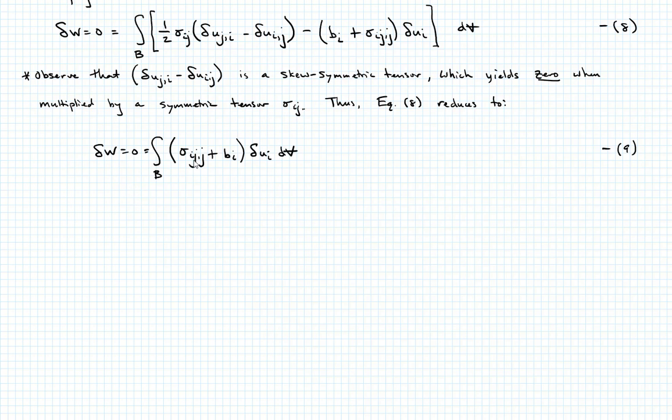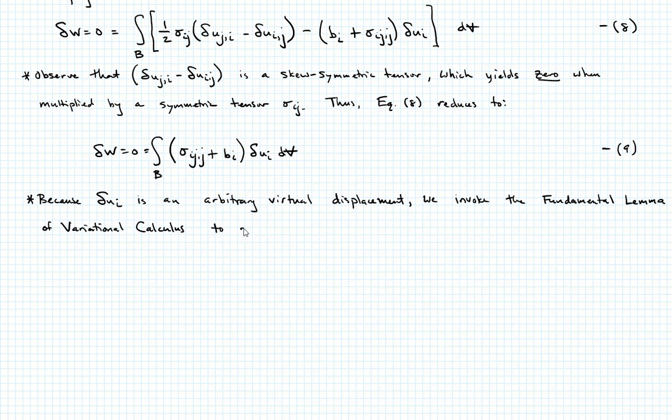So what can we say? Well, we never defined what this arbitrary virtual displacement was, right? So because delta u_i is an arbitrary virtual displacement, okay, we can invoke the fundamental lemma of variational calculus to get the following. That sigma ij,j plus b_i is equal to 0. Let's call that equation 10. So what does this mean? That means that the Euler-Lagrange equations that result from the principle of virtual work are precisely the equilibrium equations.